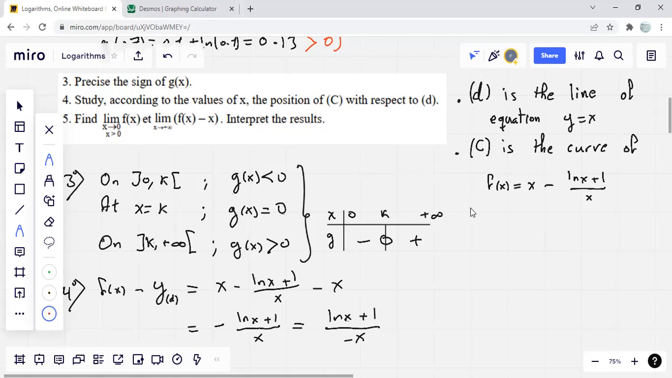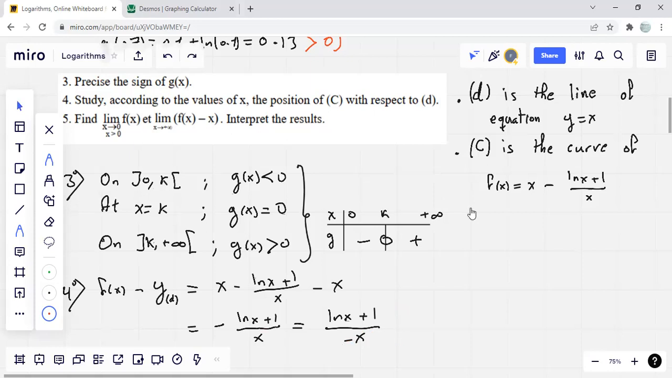Now we guaranteed that the denominator is what now? X is positive, so minus x is negative. So now we know we have to find the sign of the numerator. If the sign of the numerator is positive, then the whole fraction is negative, because positive over negative is negative. And if the numerator is negative, then we will have a negative over a negative, which is a positive. So now we have to study the sign of ln x plus 1.